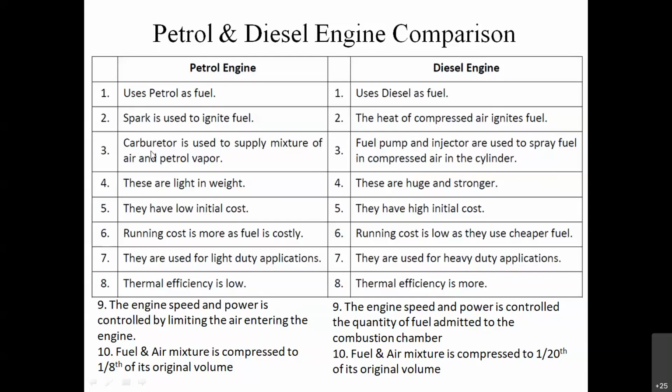A carburetor is used to supply the mixture of air and petrol vapors. Nowadays, carburetors are nothing but electronically controlled fuel injectors. Here, the fuel pump and injectors are used to spray the fuel into the compressed air. Petrol engines are light in weight as compared to diesel, because diesel engines have to withstand very high pressure and high temperature as compared to petrol engines, and hence they are huge and stronger.